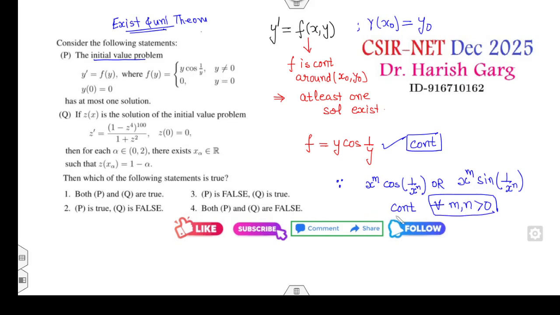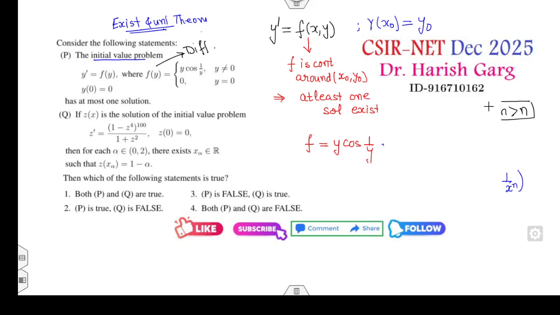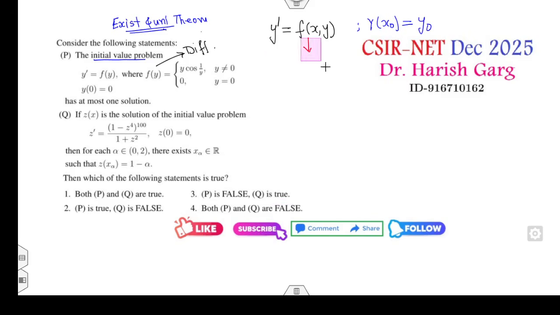I already explained the shortcut trick: this function is differentiable only when m is greater than n. Clear? This means f is not differentiable, but differentiability has no role in existence. Now since the function is continuous, at least one solution exists. Now how do we talk about uniqueness?